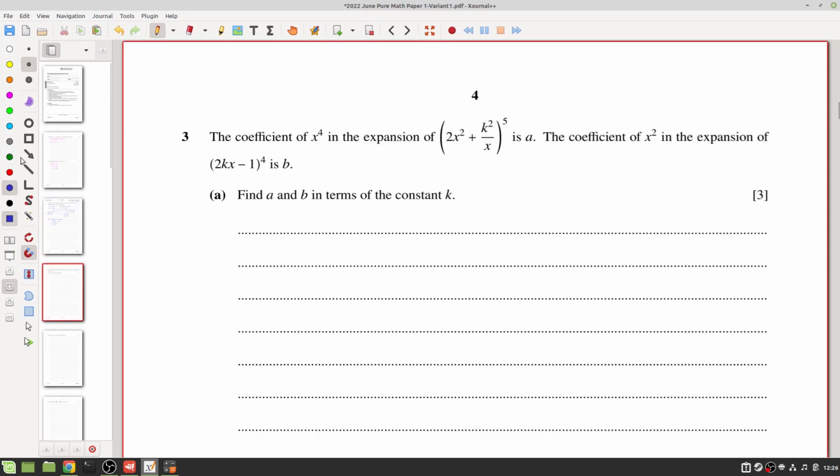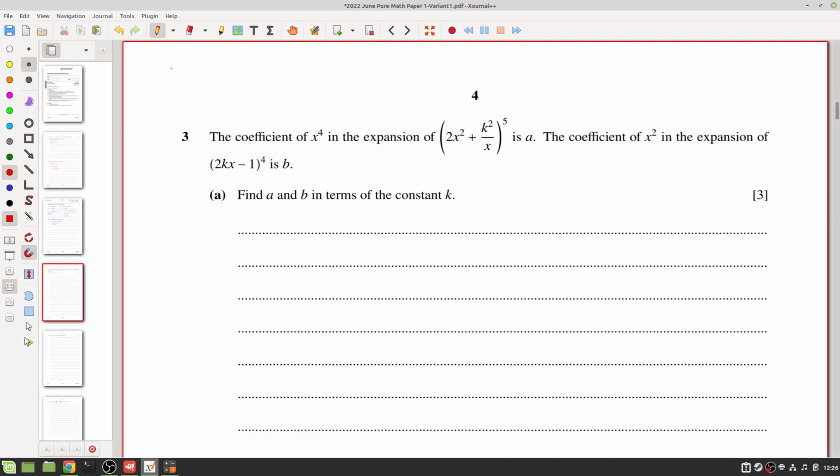Alright, next we have this one. So the coefficient of x to the power 4 in this expansion is a, and the coefficient of x squared in this expansion is b. Find a and b in terms of the constant k. Okay, so for 3 marks, there should probably be a quicker way than what I'm going to do, because the way that I'm thinking of looks like it's a bit more work than 3 marks.